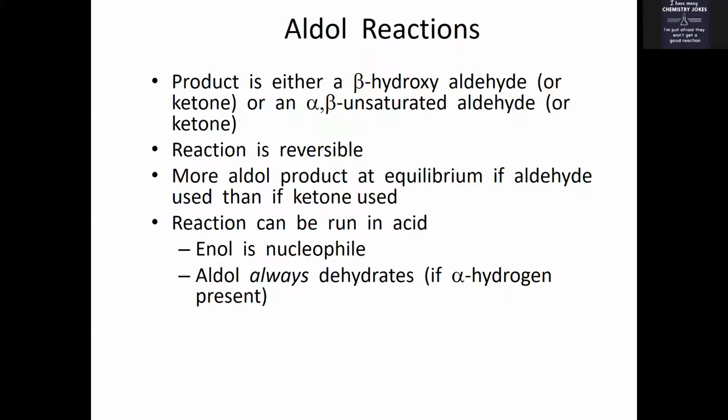We drew the mechanism as an aldol reaction with hydroxide as the base, so an enolate was the nucleophile that we saw. But if you ran this in acid, you can still get aldol to take place in acid. It's just that your nucleophile is an enol. And in acid, you always dehydrate via an E1 mechanism because carbocations are stable in acid.